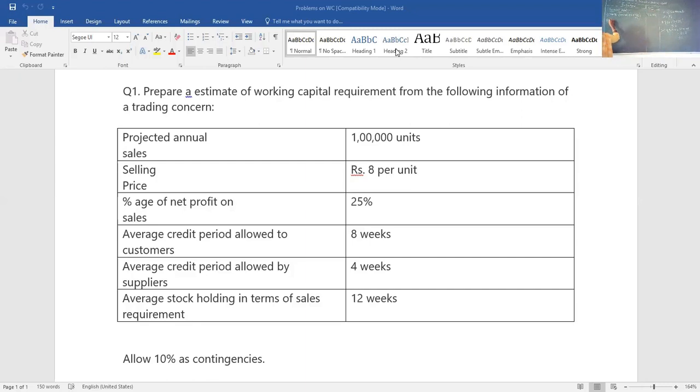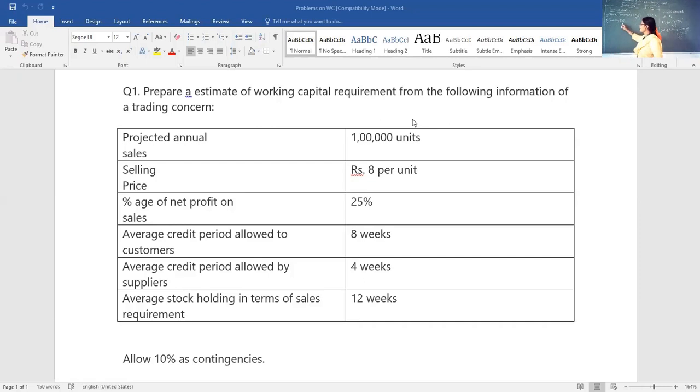So the second current asset that we have is sundry debtors. So what have they told about sundry debtors? They have told that the average credit period allowed to customers, the duration that you are allowing to customers, is 8 weeks. That means you are selling your finished goods to the customers or a wholesaler, and you are giving him a time duration of 8 weeks to make the payment. Okay, so when does sundry debtors arise? When you are selling a product on credit.